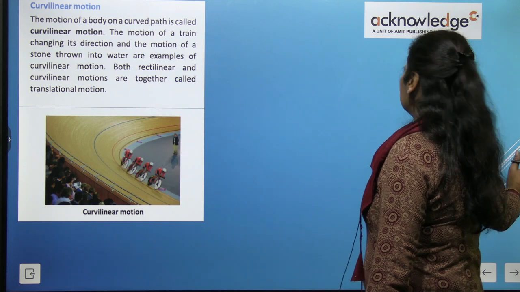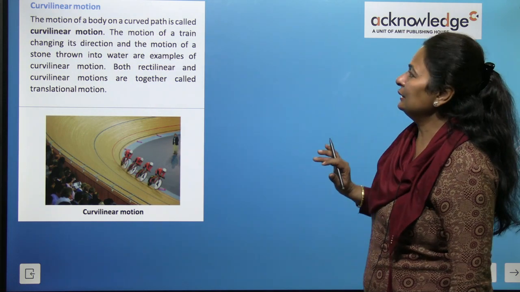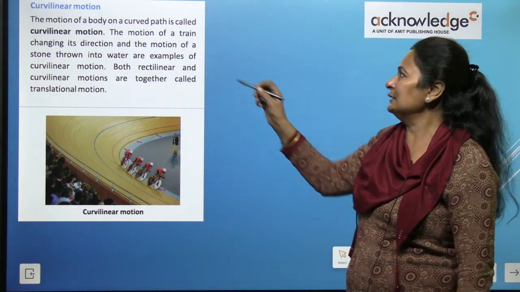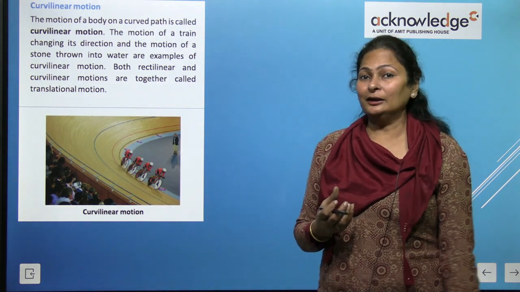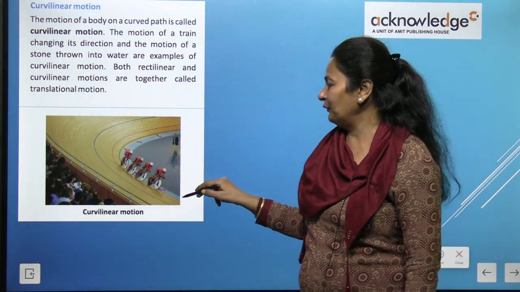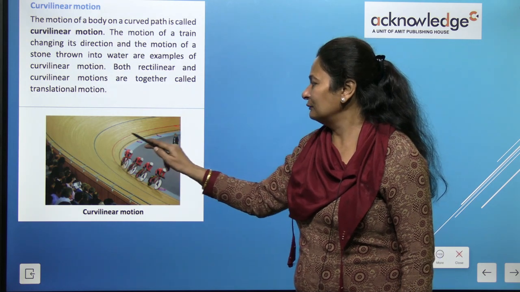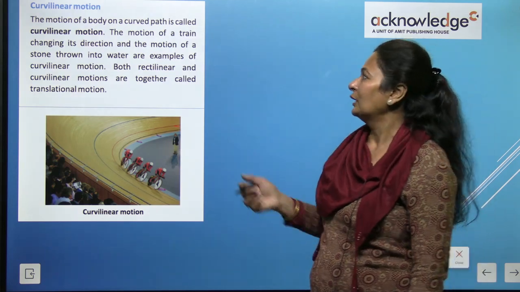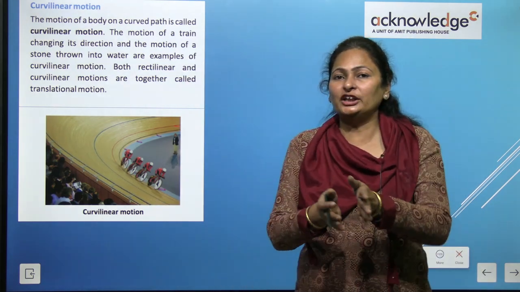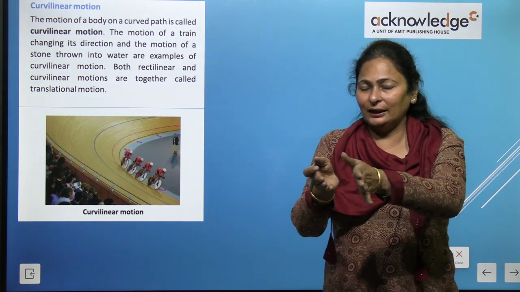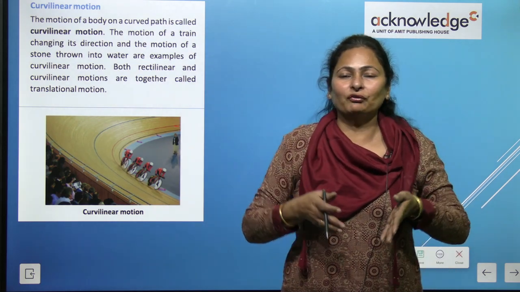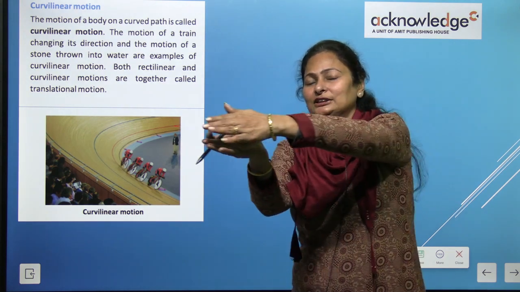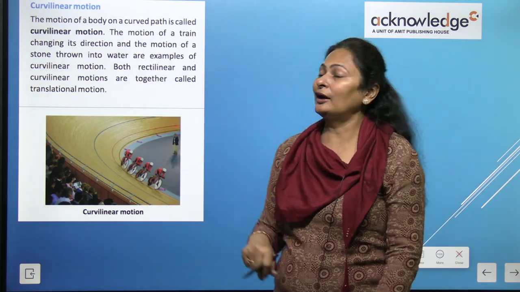Now the next type is curvilinear motion. The motion of a body on a curved path is called curvilinear motion. You can see here in a race, the riders have taken a curve. So this is called curvilinear motion. Also, the motion of a train when it is changing its direction. Like when a car is moving the straight way, this is rectilinear motion. When we are changing the direction, it is called curvilinear motion.